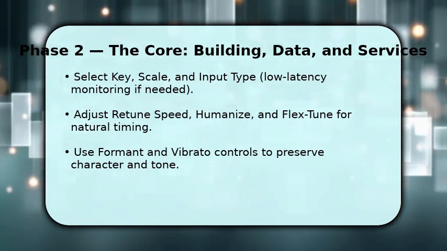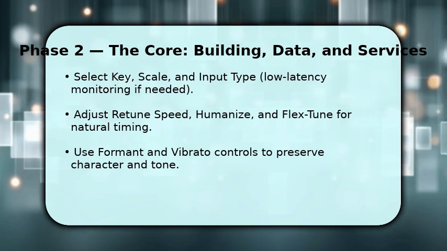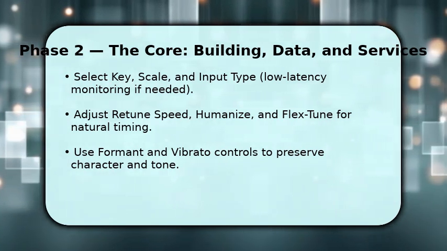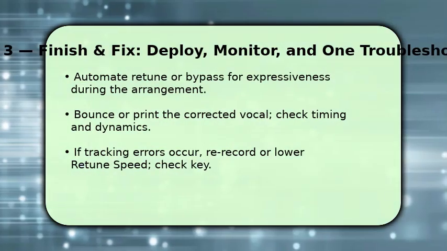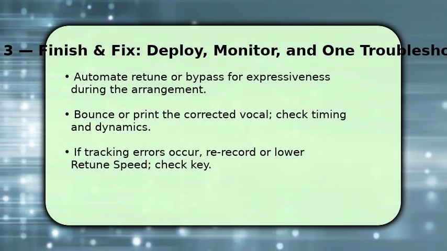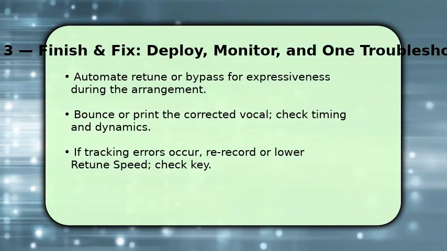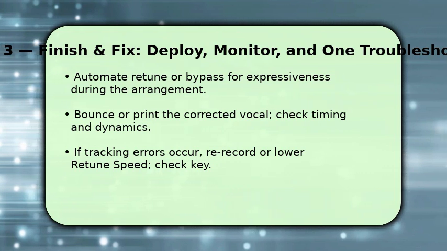If the voice changes timbre, tweak formant and vibrato controls to maintain character. Finally, audition in context. You finish by automating retune speed or bypass on sections where you want raw emotion versus tight correction. This makes the performance dynamic.